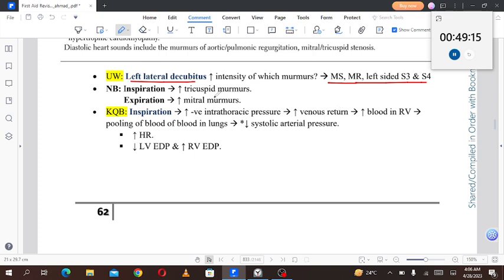The NBME point is that inspiration will increase the tricuspid murmur because it is a right-sided murmur, and expiration will increase the mitral murmurs because it is a left-sided murmur. And we had a very extensive discussion about inspiration and expiration.